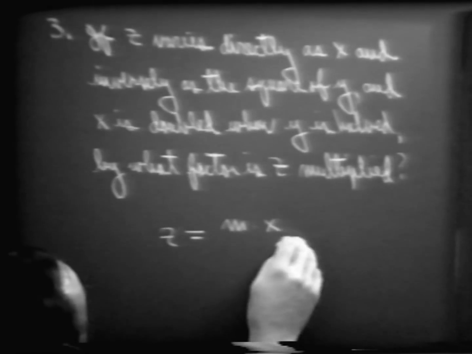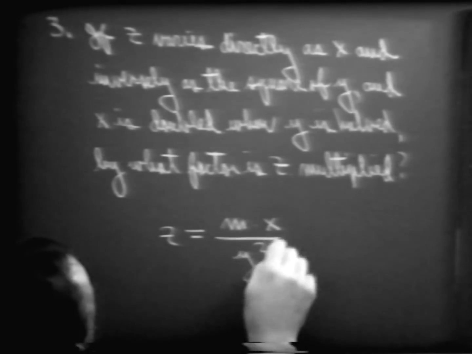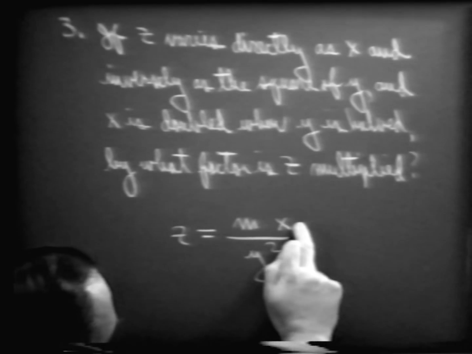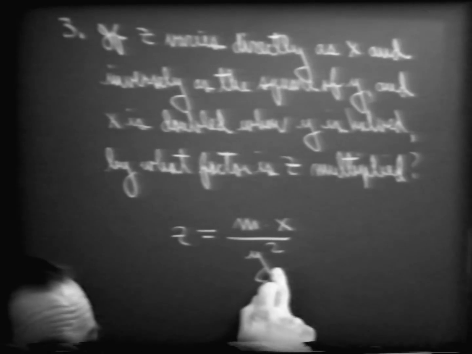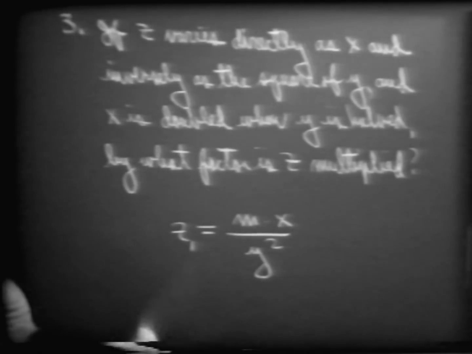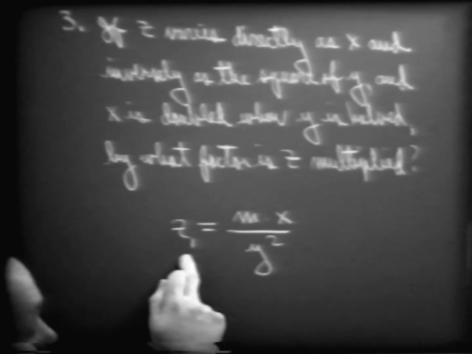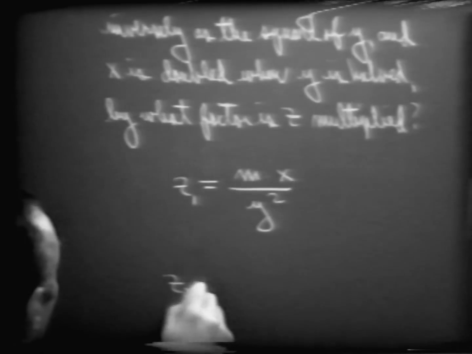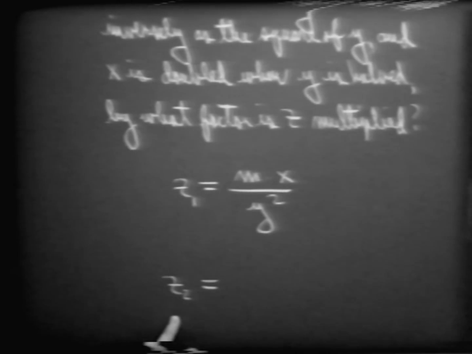Z is equal to m times x divided by y squared. Does everyone agree with that? Okay? Z varies directly as x and inversely as the square of y. Now, let's call this one a particular value of z. Let's decide to call it z sub 1 just as we did in the homework problem. Now, let's talk then about some other value, call it z sub 2.